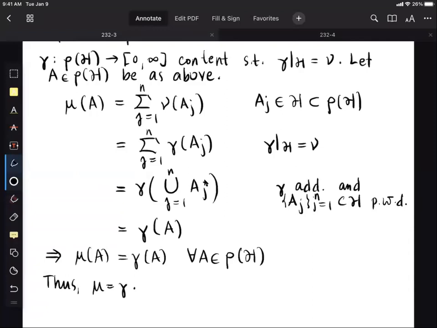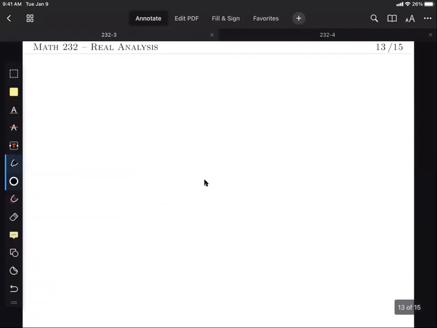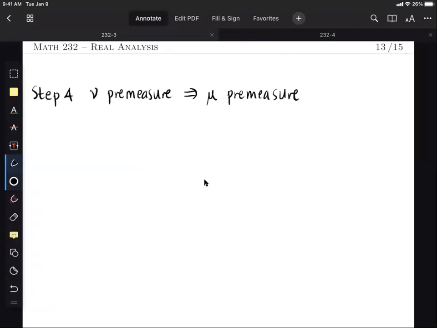Okay, so for the final step, this is the fourth step, we would like to show that if nu is a pre-measure, then the mu that we constructed above is also a pre-measure. And for this step, we only need to show that mu is sigma additive, provided that nu is also sigma additive.